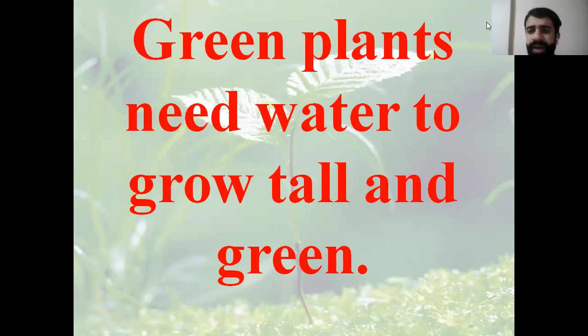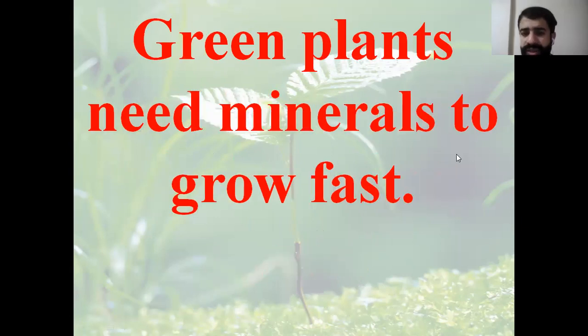The second idea is that the green plants need minerals to grow fast. These minerals are of many types: nitrogen, phosphorus, potassium, calcium, and others. These minerals are important for the growth of the green plant. Also, these minerals can be supplied in the form of fertilizers. Fertilizers are a good source of minerals, so they are supplied to the plants in order to grow faster and faster.